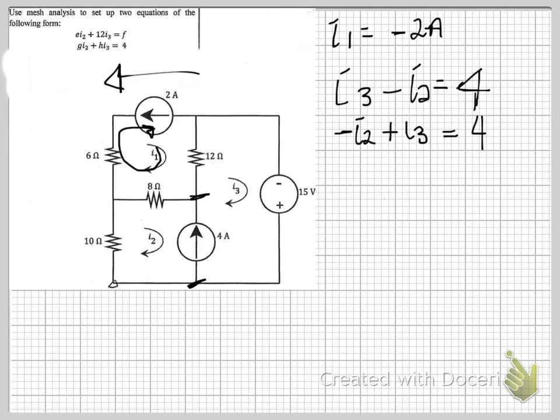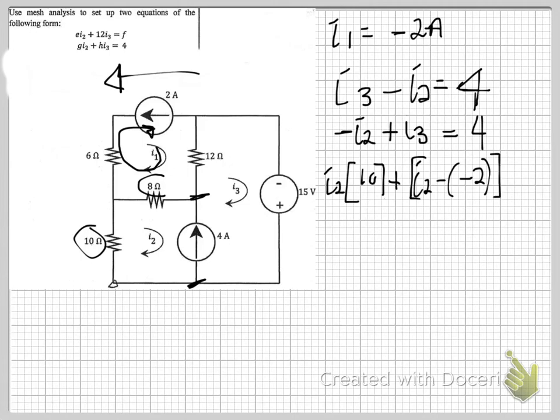So you've got, for I2, you have your 10 ohm and your 8 ohm, which is, so you have 10 ohm there, and then you have I2 minus negative 2 amps being multiplied by 8, and all of this is just 10I2 plus 8I2 plus 16.